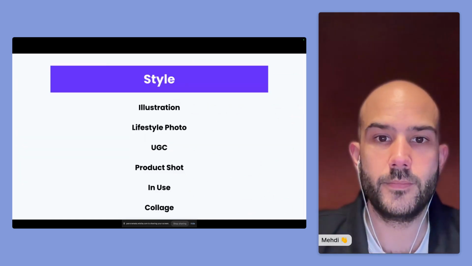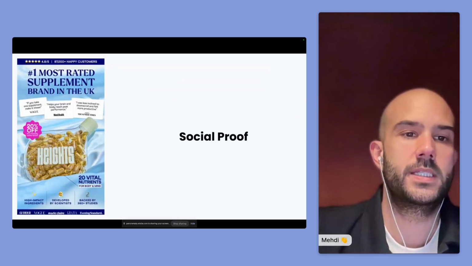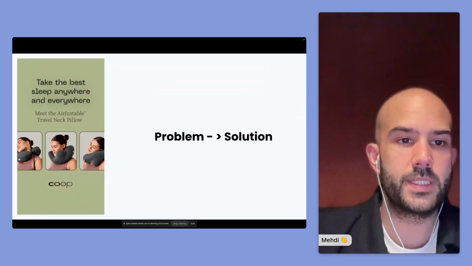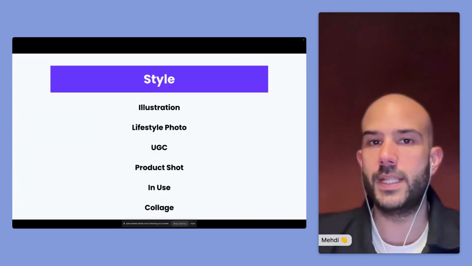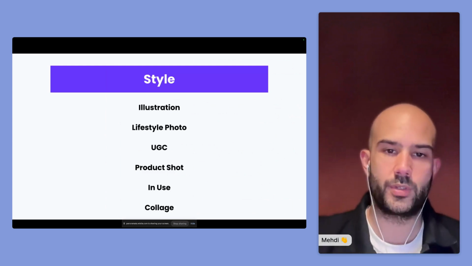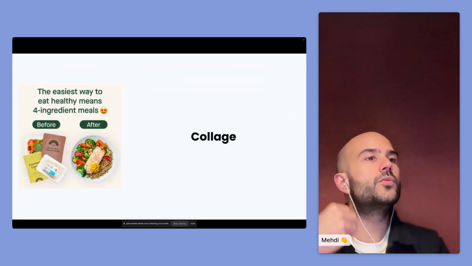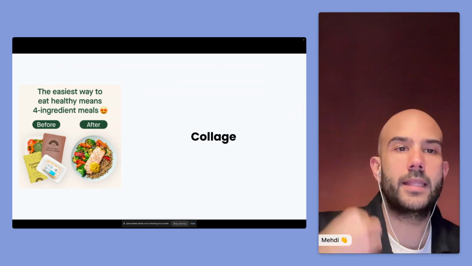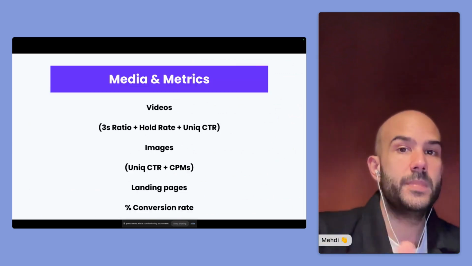Of course, then style. As you've seen, we already had a lot of different styles here. So this is a UGC, this is a lifestyle photo, this is a lifestyle photo as well. This is a collage. So again, you can have an ad that works on the social proof, and then you can have it as a UGC, as a product shot, as a collage. And there are a lot of different ways to style and to build your ad in a creative way. And then, of course, media metrics.